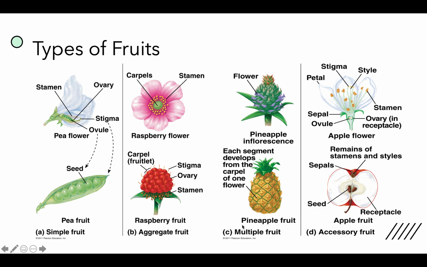In addition, there are fruits that don't really develop from ovary walls, but rather from the receptacle of flowers. That's why they are not considered true fruits, but rather accessory fruits. Let's go over each of the types of fruits in detail.